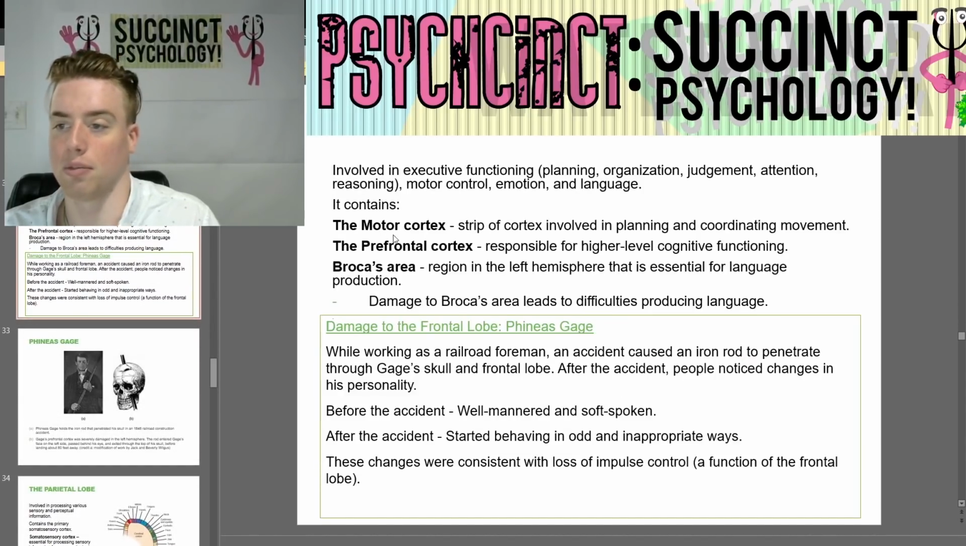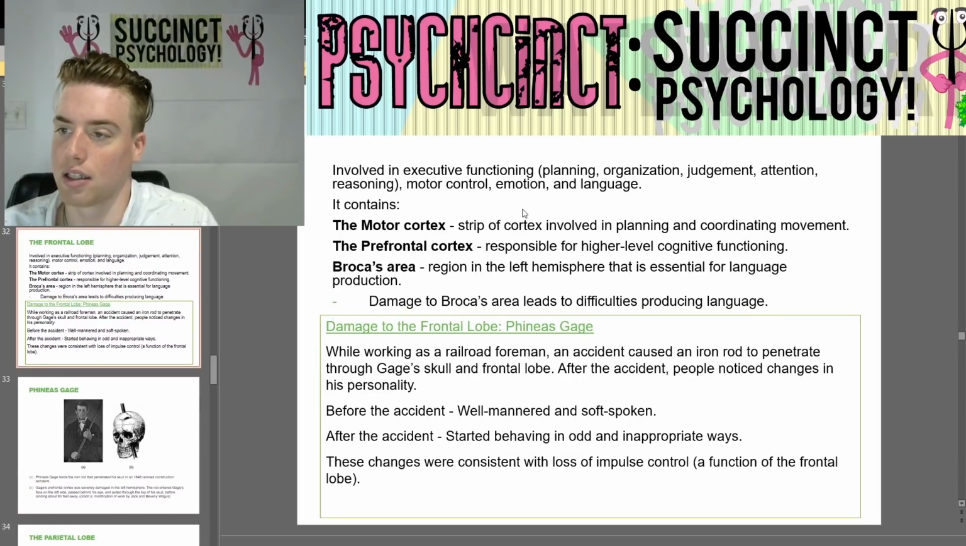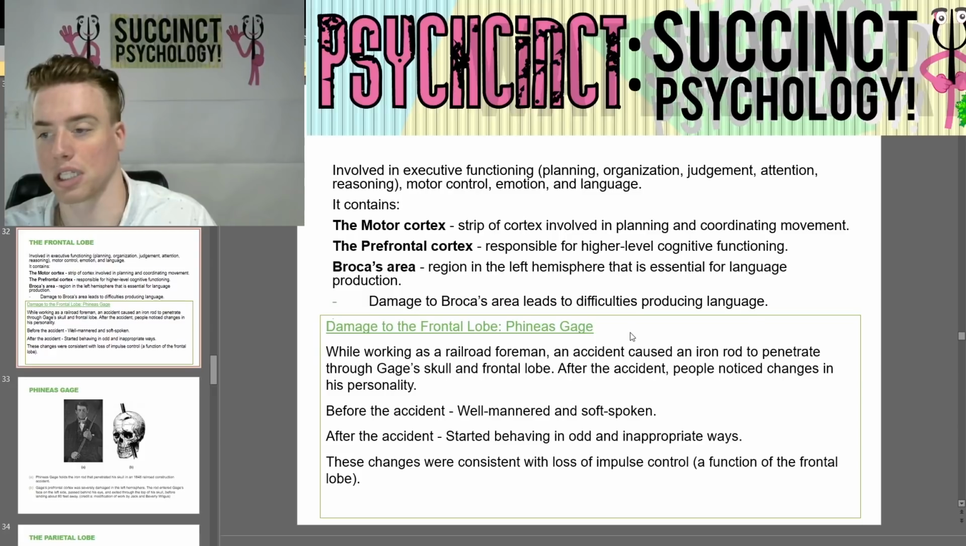So the frontal lobe is involved in executive functioning, planning, organization, judgment, attention, and reasoning, motor control, emotion, and language. It contains the motor cortex, which is a strip of cortex involved in planning and coordinating movement, the prefrontal cortex, which is responsible for higher level cognitive functioning, and Broca's area, a region in the left hemisphere that is essential for language production. So damage to Broca's area leads to difficulties producing language.